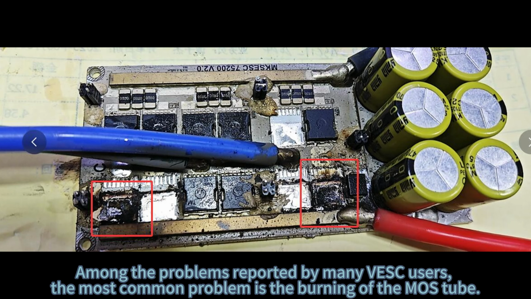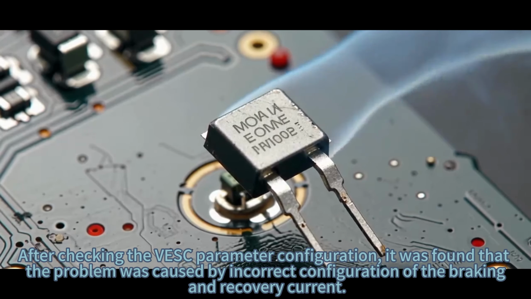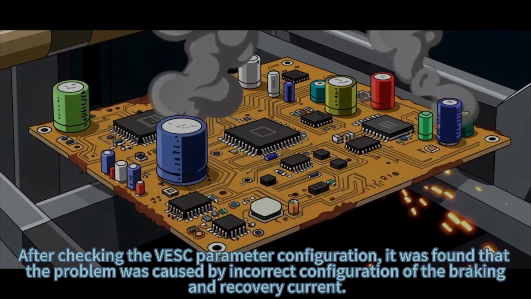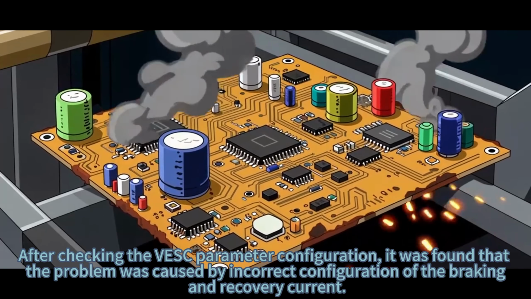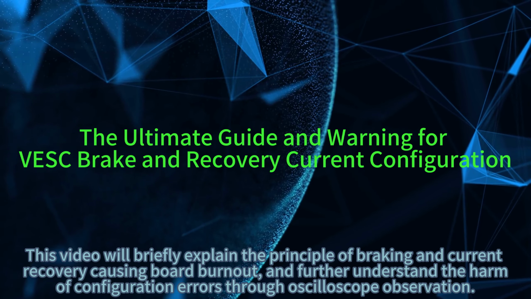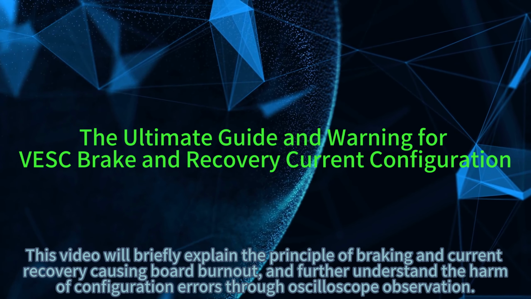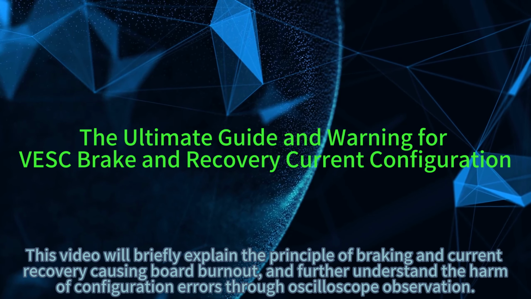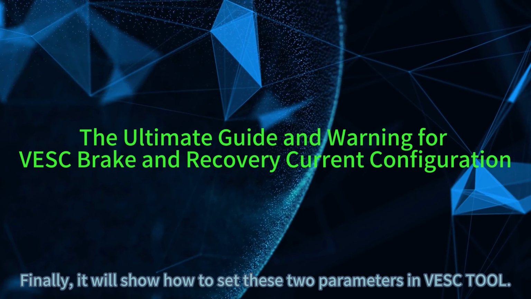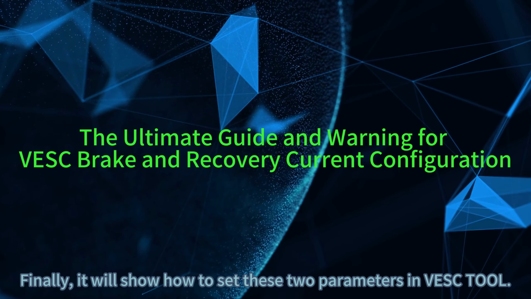Among the problems reported by many VESC users, the most common problem is the burning of the MOS tube. After checking the VESC parameter configuration, it was found that the problem was caused by incorrect configuration of the braking and recovery current. This video will briefly explain the principle of braking and current recovery causing board burnout, and further understand the harm of configuration errors through oscilloscope observation. Finally, it will show how to set these two parameters in VESC tool.